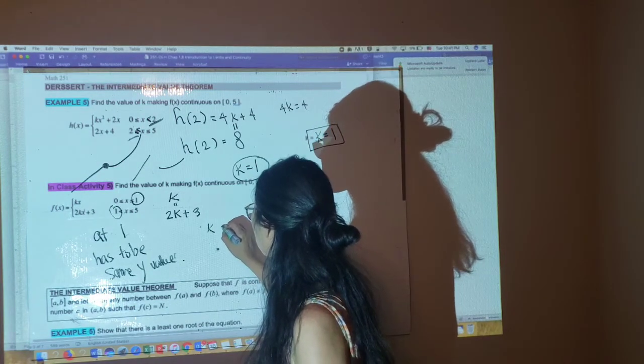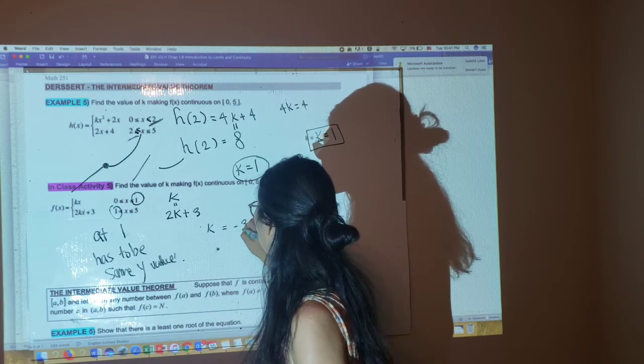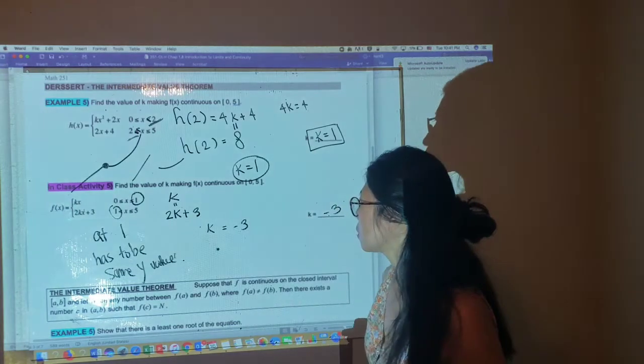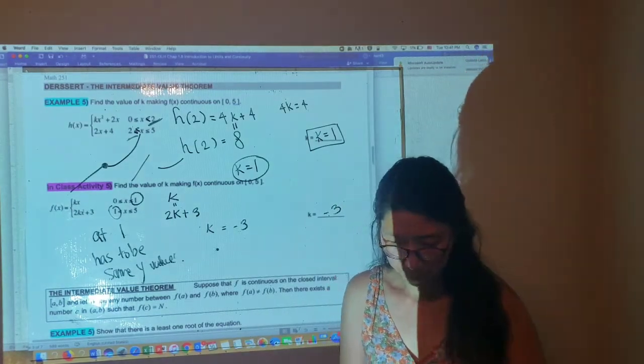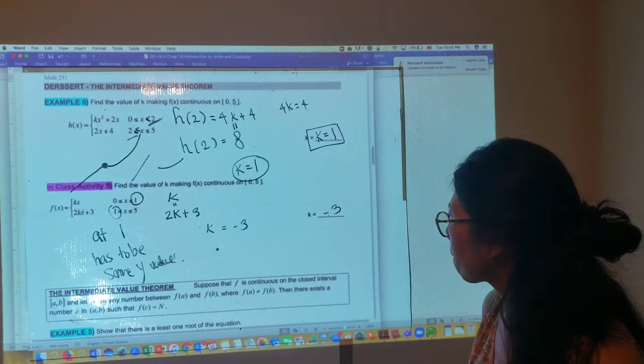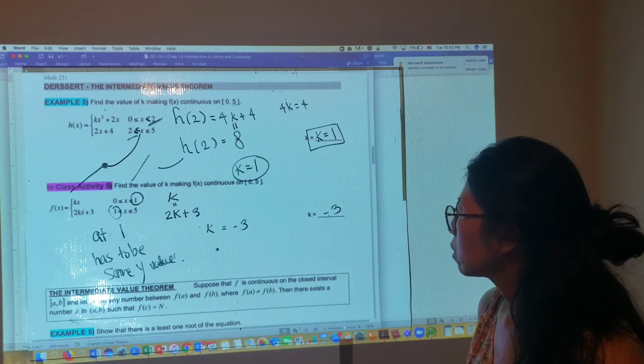K is equal to -3? Yeah? I'm still doing it. A little confused. Oh, you're confused?